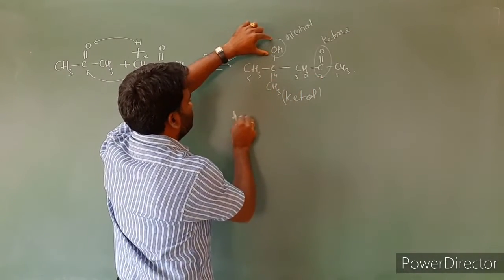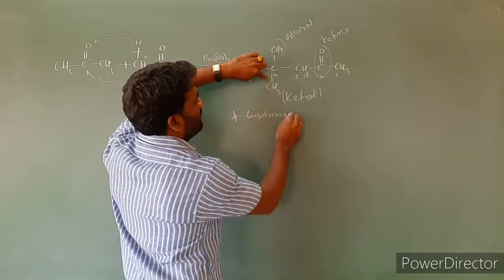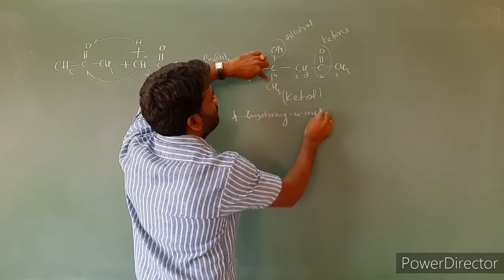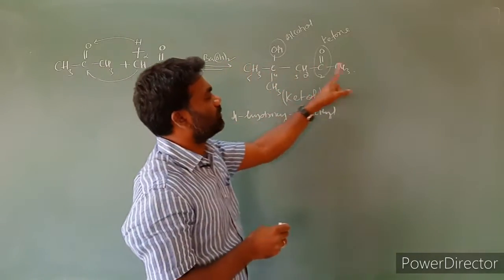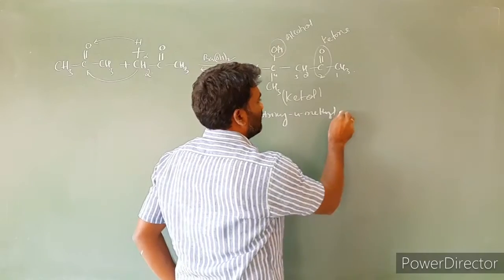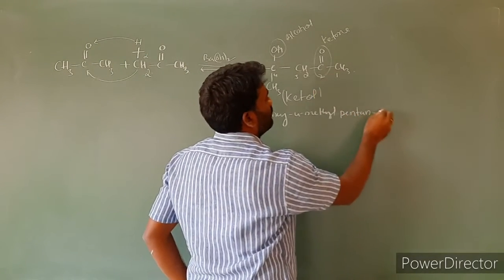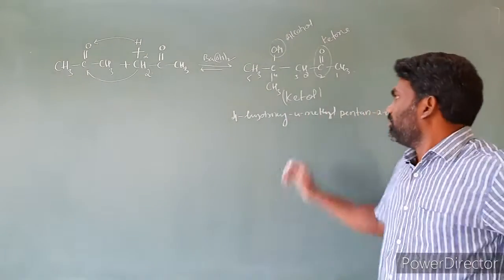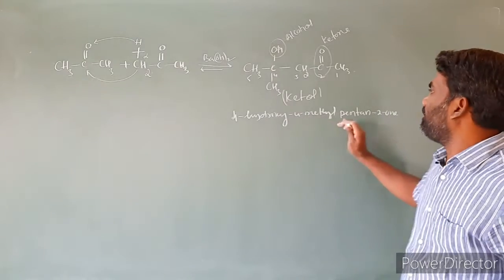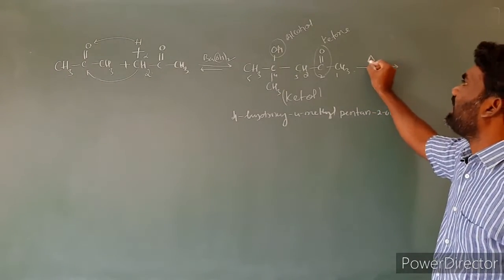The name is 4-hydroxy. Next we have 4-methyl. 1, 2, 3, 4, 5 carbons, so what do we have to write for 5? Pentan. At the second position there is one. This is the name of that compound: 4-hydroxy-4-methylpentan-2-one. Then what next we have to do is heat it.